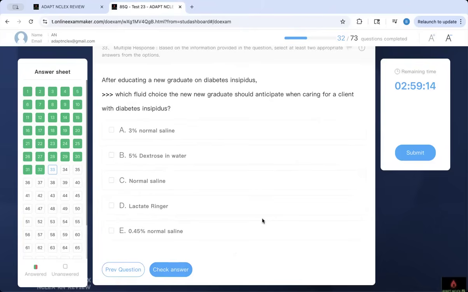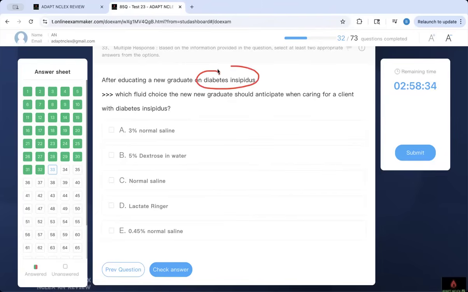And next, after educating a new graduate on diabetes insipidus, physiological adaptation, which fluid choice should the new graduate anticipate when caring for a client with diabetes insipidus? 3% normal saline, 5% dextrose in water, normal saline, lactated Ringer, and 0.45% normal saline. You got to bring your content. You got to go for the diabetes insipidus. What should you expect? And pick the appropriate condition. Fluid that is needed, fluid electrolyte, at the same time physiological adaptation. You pick your answer.